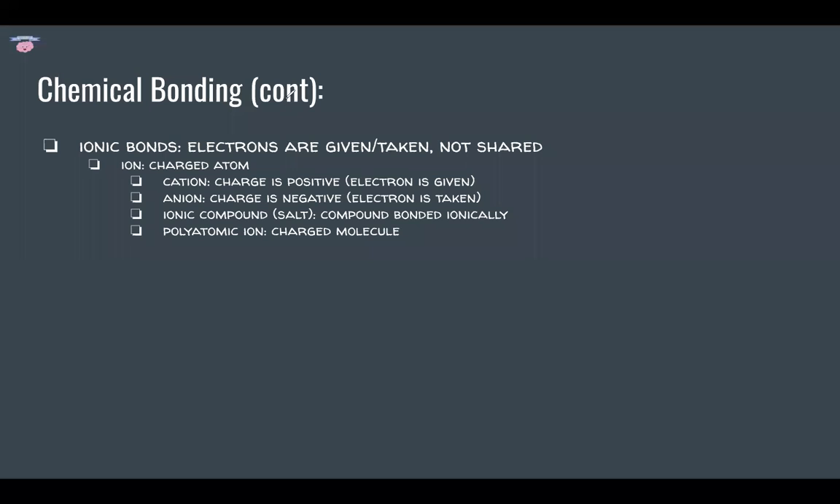An example of ionic bonding, a pretty famous one, is salt. It says it in the name. Table salt is NaCl. Na has one valence electron, but Cl has seven. So the ion of this would be Na plus. The valence electron is given away, and the ion of this would be Cl minus. An electron is taken to fill the shell, and therefore this is a cation and this is an anion. They'll bond to form table salt.